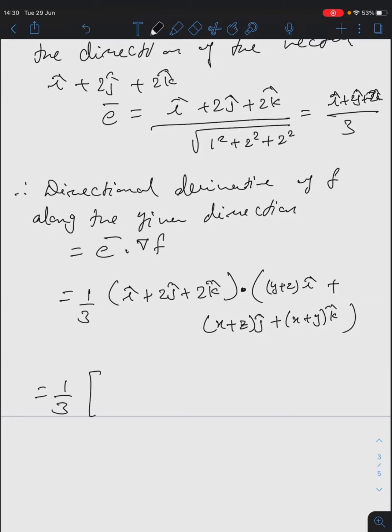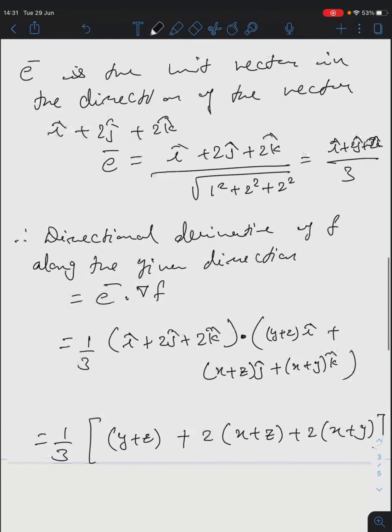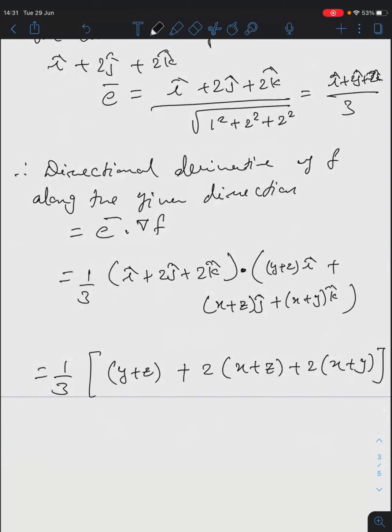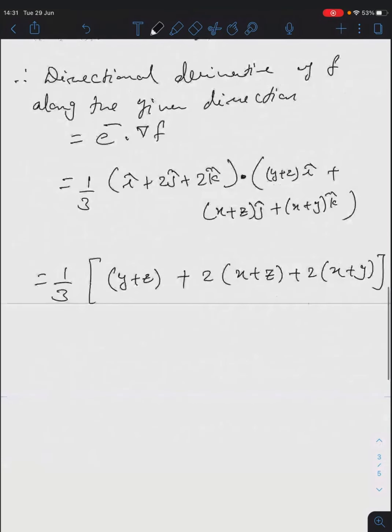So for i dot i it is 1. The value there is y plus z. Then you have 2 times of x plus z. Then you have 2 times of x plus y. So this is the directional derivative of the given function along the given direction i cap plus 2j cap plus 2k cap. Now you need to find this directional derivative at a given point also.